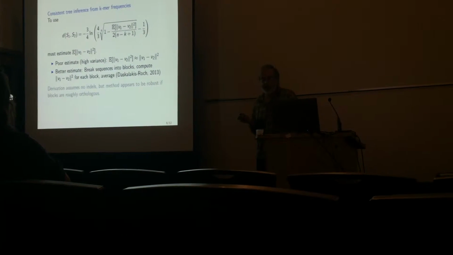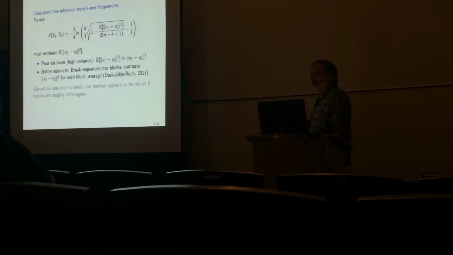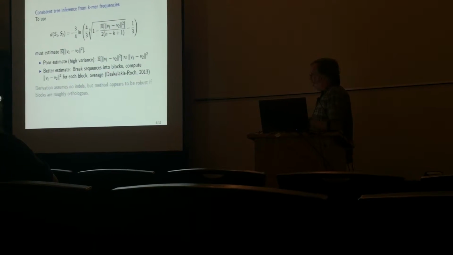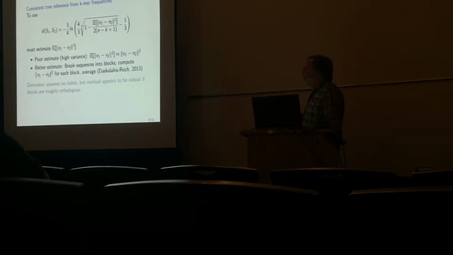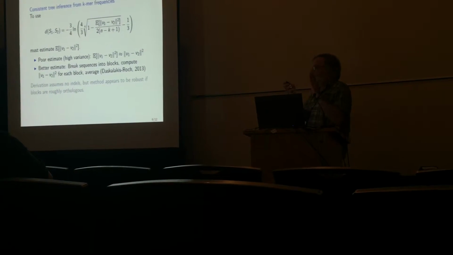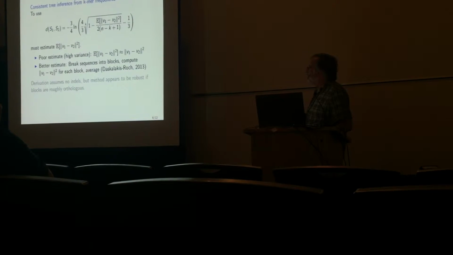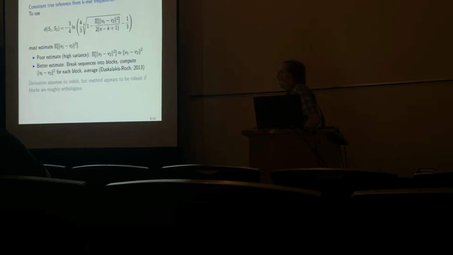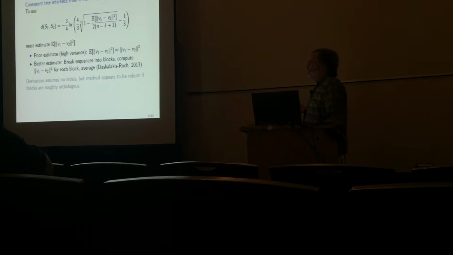And that does work. It's much better than nothing, but it has a pretty high variance, so it doesn't work that well. A better way of approaching it, an idea that appeared in another paper of Sebastian Rock and a collaborator, is to take your sequences and break them into a bunch of blocks that are roughly orthologous. For each pair of blocks, you compute this, and then you average across the blocks. This is a standard way of improving an estimate.